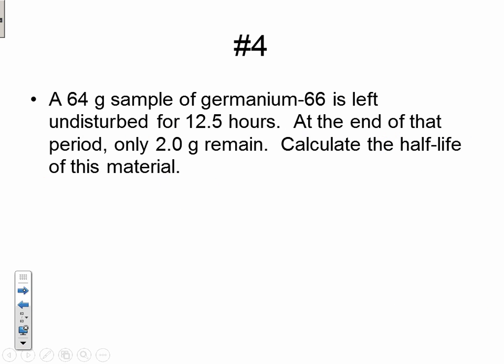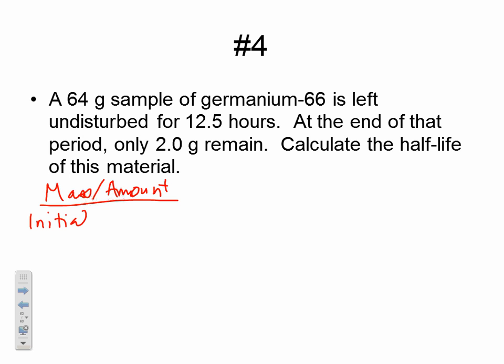And then last sample problem: a 64-gram sample of germanium-66 is left undisturbed for 12.5 hours. At the end of that period, only 2 grams remain. Calculate the half-life of this material. Mass amount data, initial and final, and time information, total, and 1 half-life.